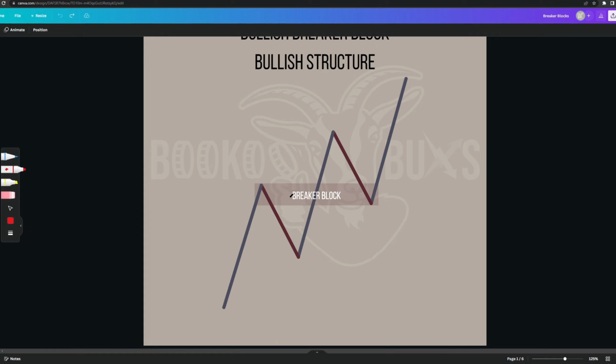All the breaker block is doing is showing the representation of where the sell orders began. Obviously, this high is where the sell orders began. So the breaker block is just telling you, hey, this is where the sellers began. Price should come here, tap this area before shooting on higher.